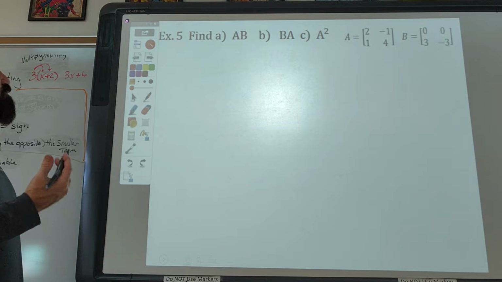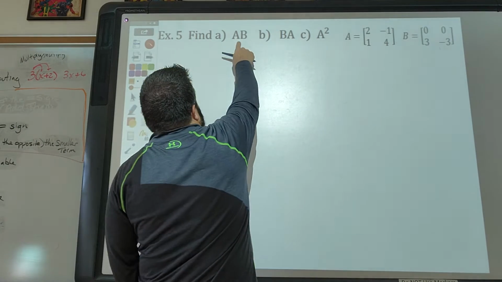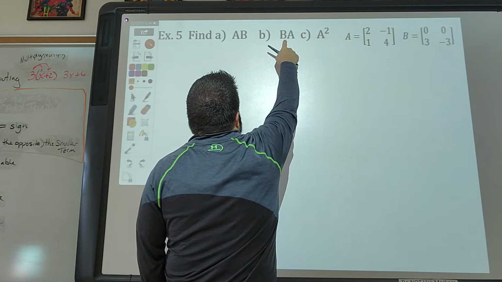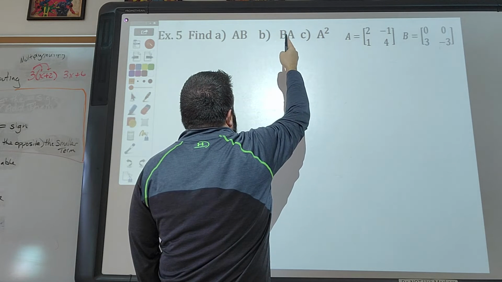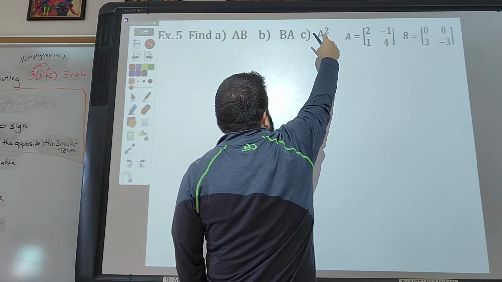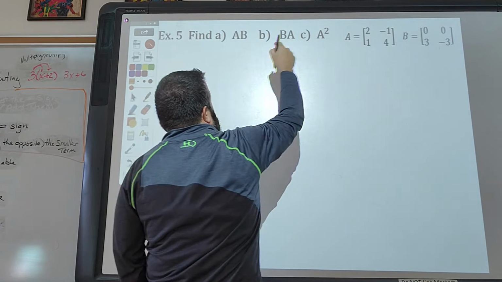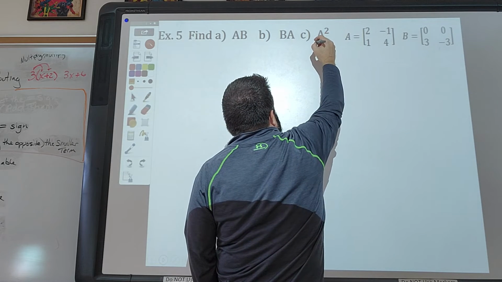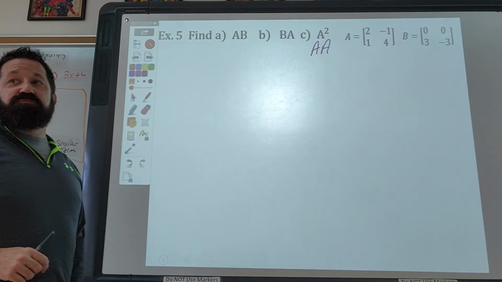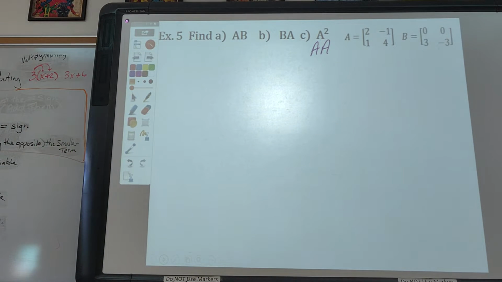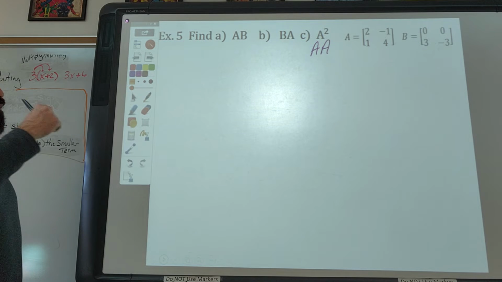Now I've got some other ones just to go through and show you some things that you might see. This is asking me to do A times B. We already talked about B times A; even though I just switched the order, it's not commutative, so you're not going to get the same answer. What do you think this means right here? If it says A squared, it means you're taking A times A. So you're just multiplying the matrix times itself, okay? So you would write it out that way.